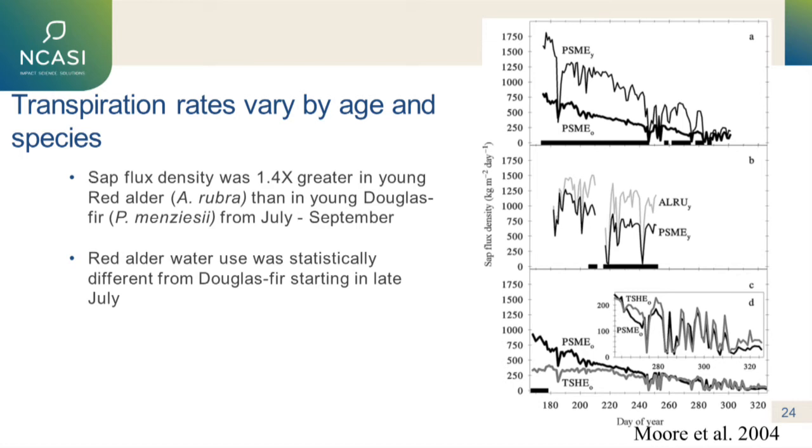And then if we look at some additional information from that paper, now the y-axis represents sap flux density as opposed to transpiration rate. That top panel is essentially the same figure as what we just looked at. If you move into the middle figure, here we see young Douglas fir sap flux density, and above that is the red alder young stand sap flux density. They did find that sap flux density was greater in red alder than Douglas fir, and that it became statistically different beginning in late July and continuing through the growing season, as you can see in panel B. So certainly transpiration rates do vary by age, but also by species.